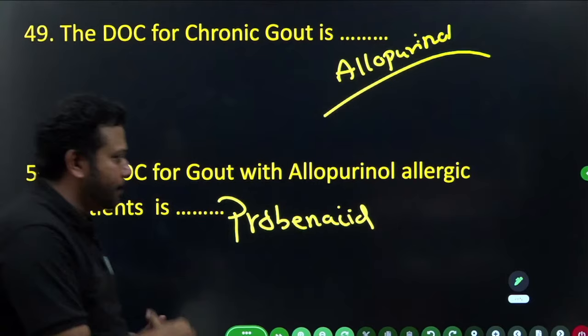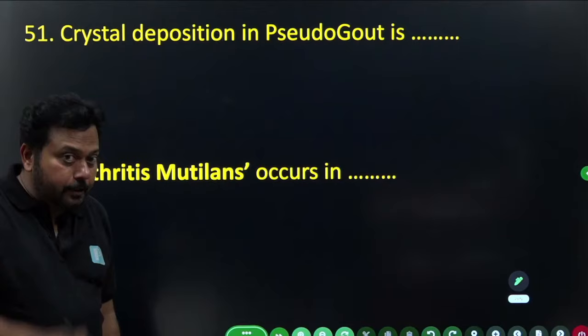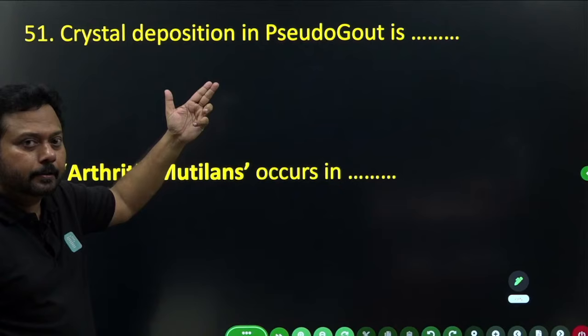In gout, I told you punched out lesions of the bone, martial or overhanging edge sign. Crystal deposition in pseudogout is?